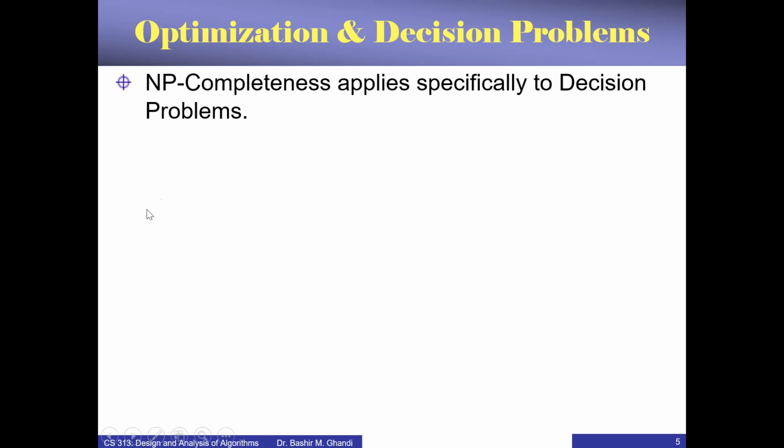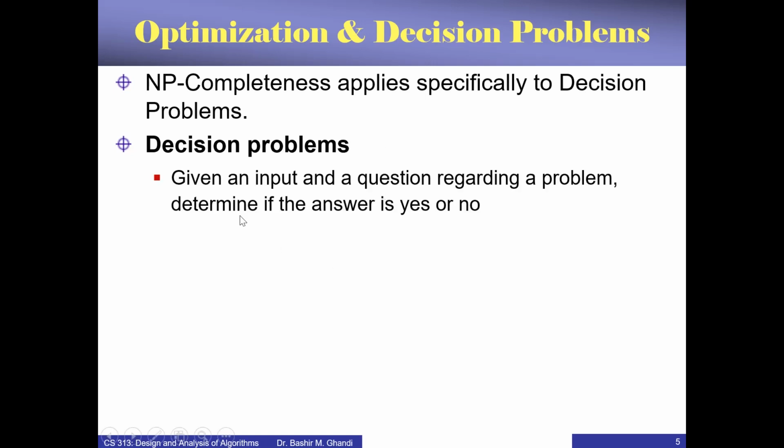Okay, so let's differentiate between optimization and decision problems. NP-Completeness applies specifically to decision problems. So what are decision problems? Problems where, given an input and a question regarding a problem, we can determine if the answer is yes or no. Okay, so decision problems simply at the end tell us only yes or no.